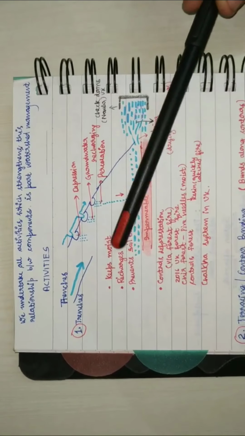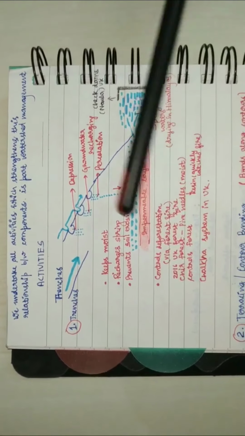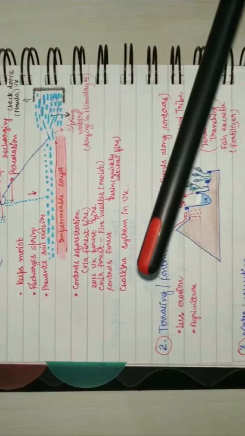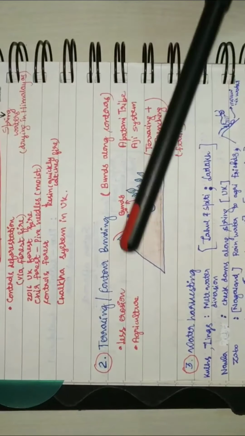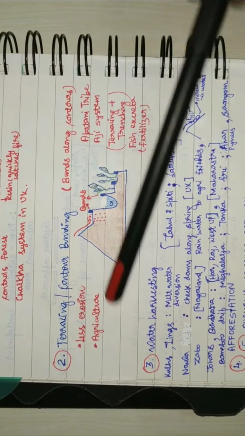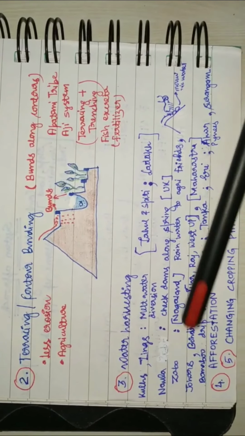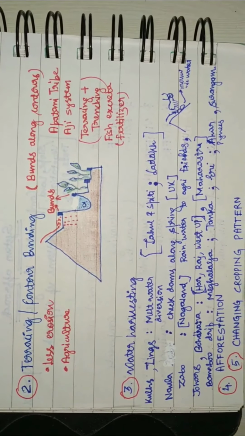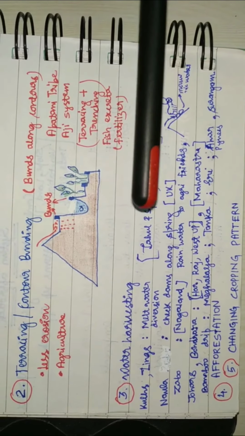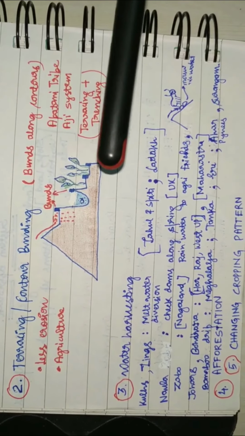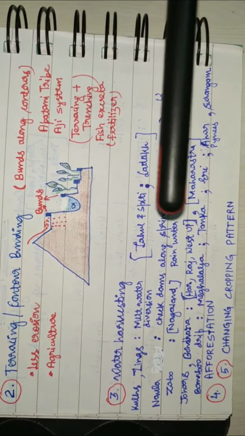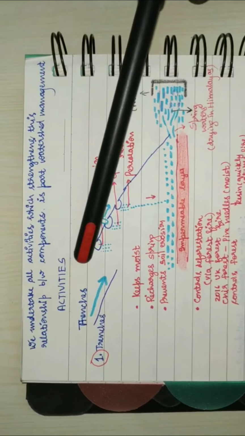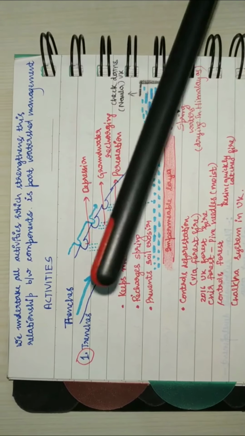Then we talked about some of the activities which strengthen the relationship between these components. The activities are trenching, terracing or contour bunding, the bunds along the contours. The activities are also water harvesting, any activities related to afforestation, and changing the cropping pattern, that is, sowing drought-prone crops in areas having less water availability. So these all relate to the very same activities which help strengthen the relation.